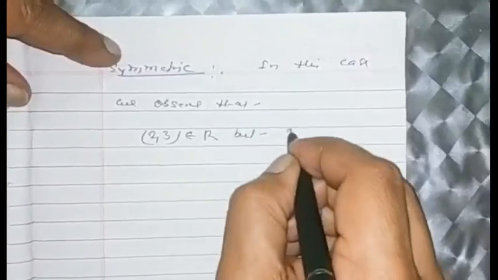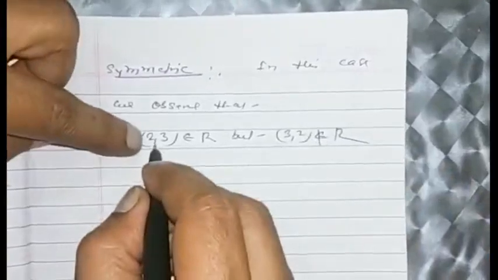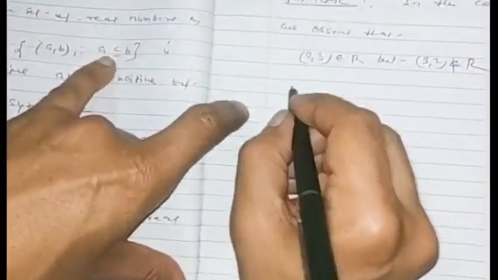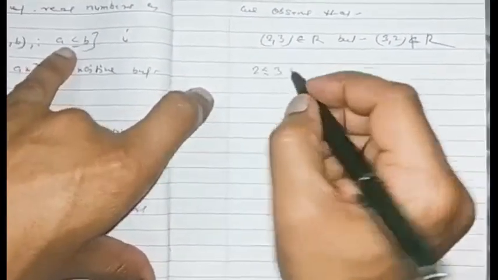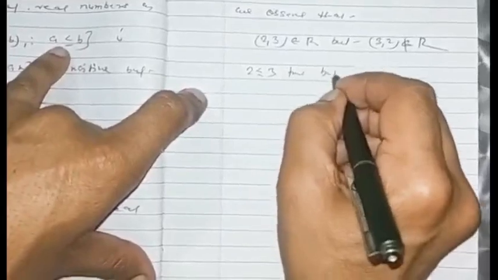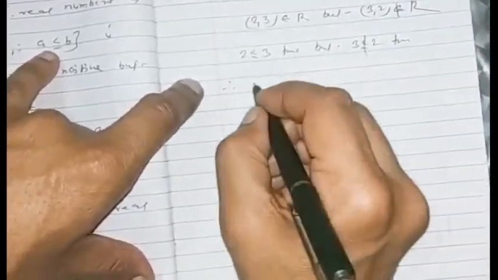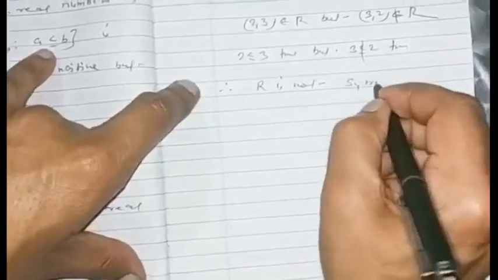Next, symmetricity. In this case, we observe that (2, 3) belongs to R, but (3, 2) does not belong to R. On the basis of this relation, 2 less than or equal to 3 is true, but 3 less than or equal to 2 is not true, and therefore R is not symmetric.